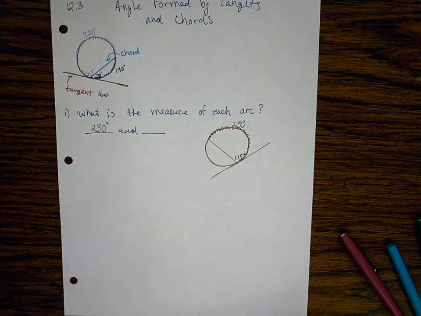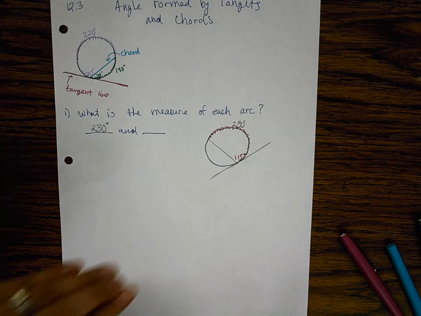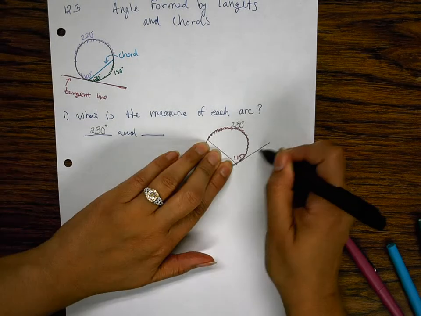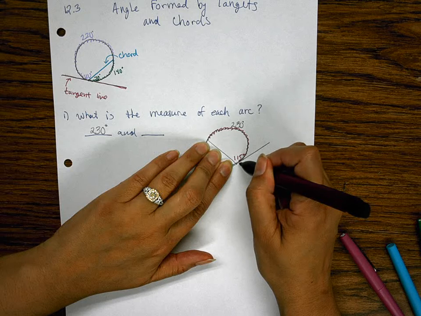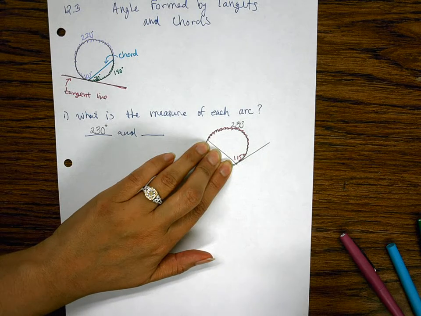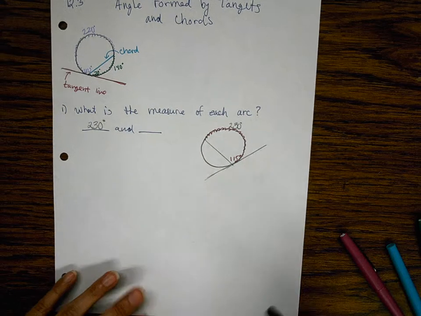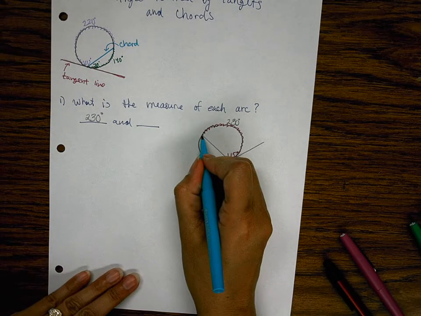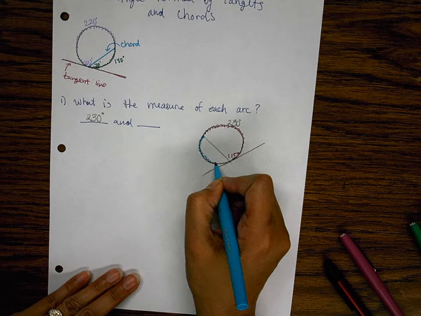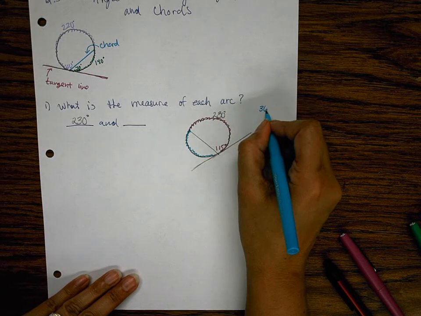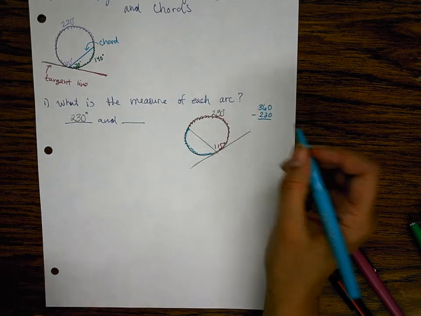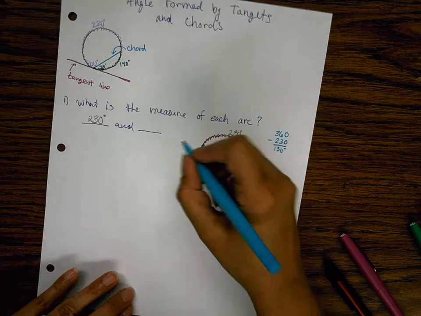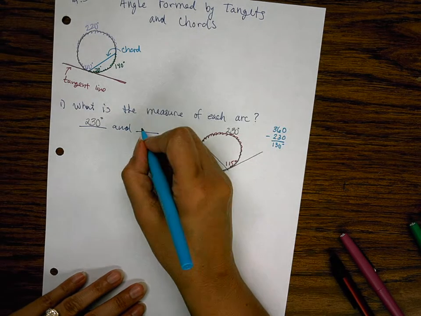It doesn't matter which one I write first. I'm just writing that one first because that's the first one I found. And I know that because this is an inscribed angle, so it's half the length of its intercepted arc. The angle was 115, which means the arc is 230. Now, there's two ways of finding the other arc. One way is just knowing that all the way around a circle is 360. So do 360 minus 230, and you get 130. So this arc here is 130.